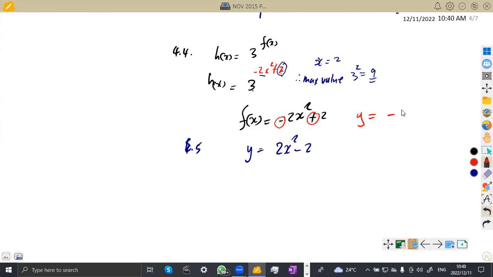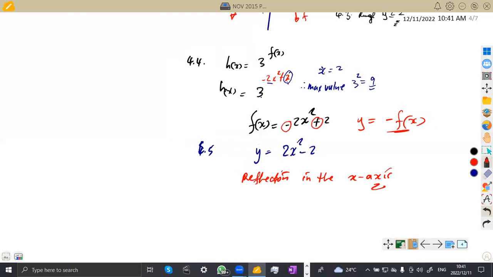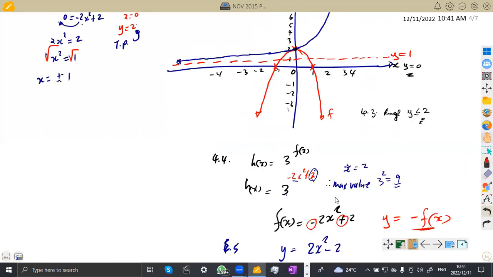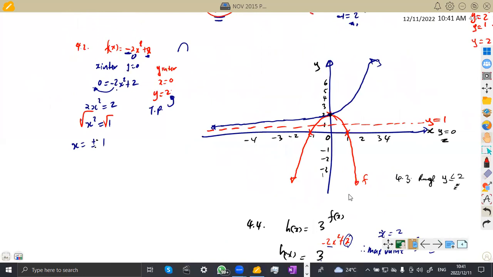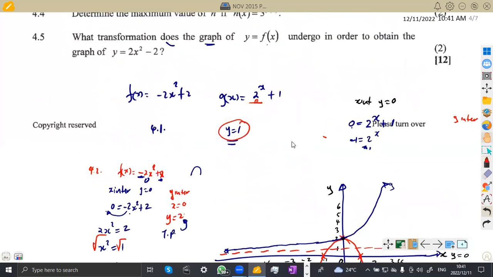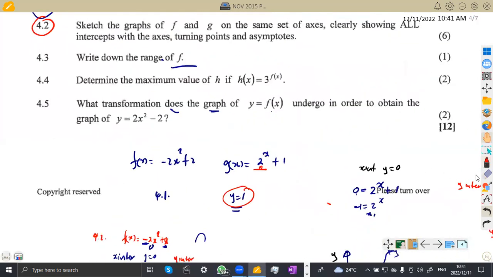And we know that the transformation of y is equal to minus f of x is a transformation which occurs when it is a reflection in the x-axis. So this is a reflection in the x-axis. So you're supposed to know your transformations. Guys, please revise this part. All right, so that was actually 2 marks for that question.